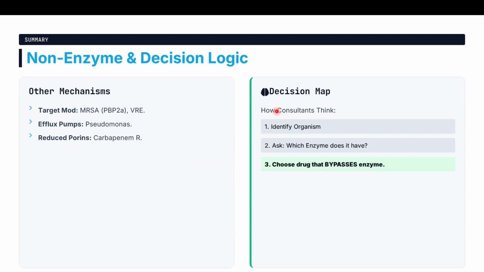The decision map, or how the consultants think, is that firstly you identify the organism. When you do a culture, suspect what kind of organism, what kind of syndrome it is, and based on that, which enzyme it might have. See the previous exposures, whether the patient has undergone an ICU stay, recurrent UTI, or is diabetic with a catheter. In all these cases, choose a drug that bypasses these resistance mechanisms.